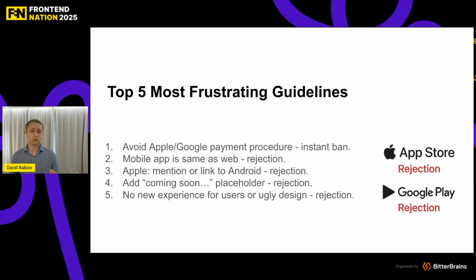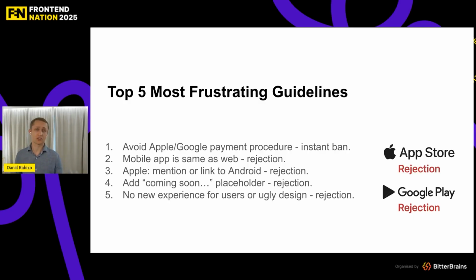For example, you build a cross-platform application for Android and for Apple, and if you accidentally mention Android somewhere in your Apple application, some link to Google Play or the word Android, they will also provide you feedback to remove that, because Apple doesn't want any mentions of Android, the competitor, on the App Store.